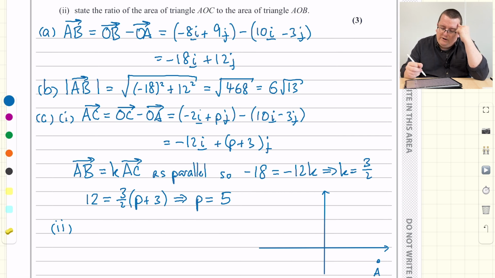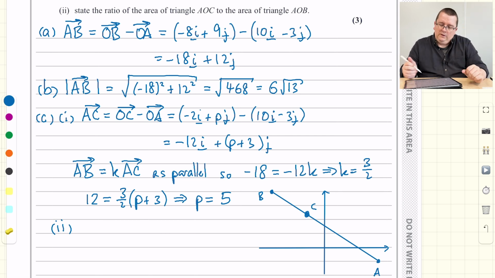B is minus 8 plus 9, so it's somewhere up here. So there's B. And then C is minus 2 plus 5. So, and they've all got to be on the same line, remember. So C's got to be somewhere here. And here's O at the origin.